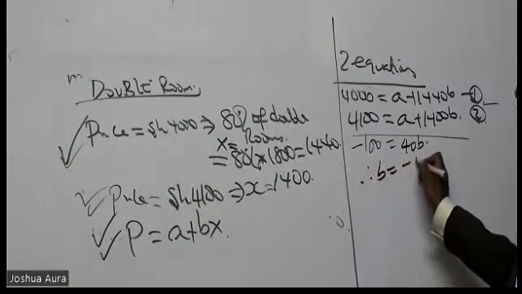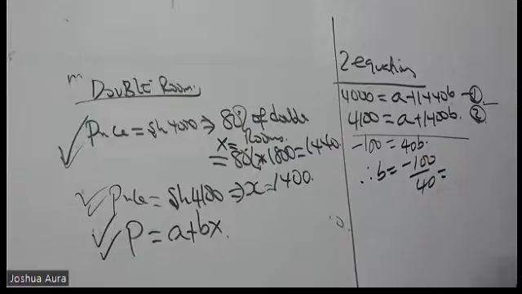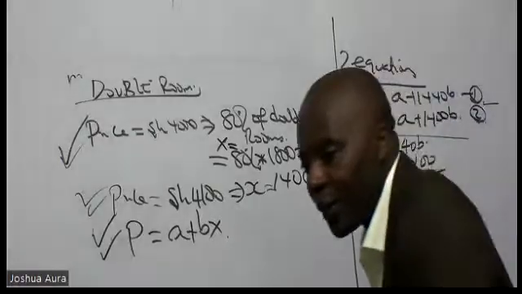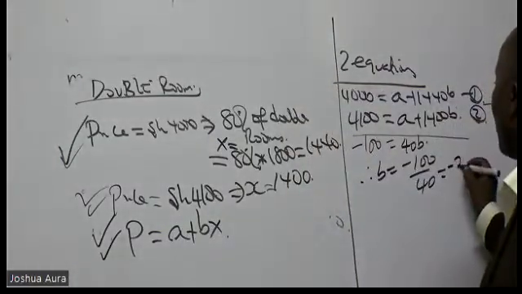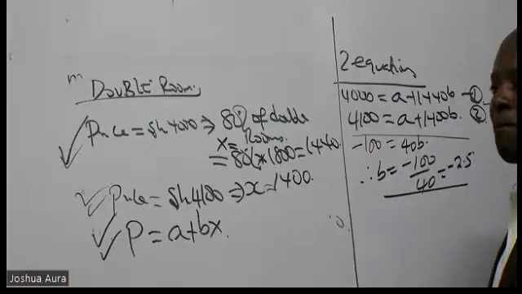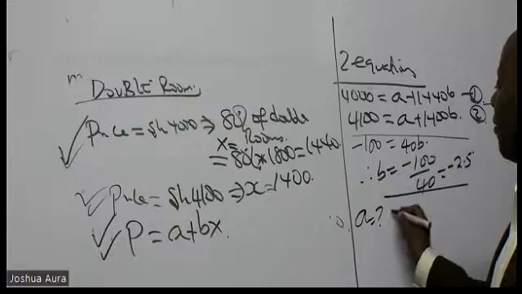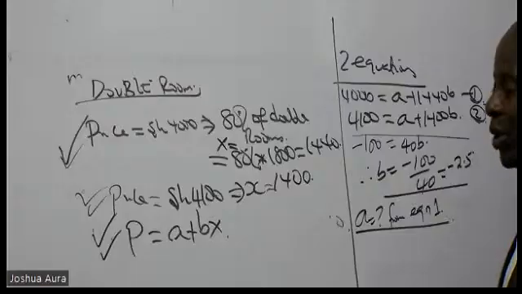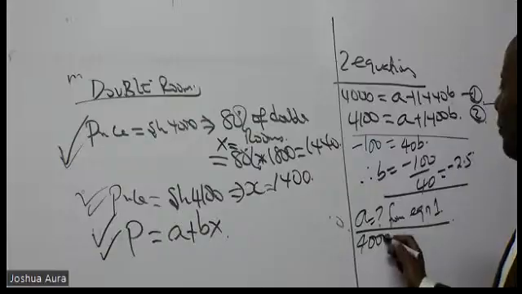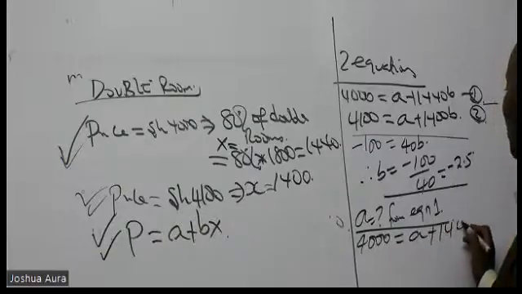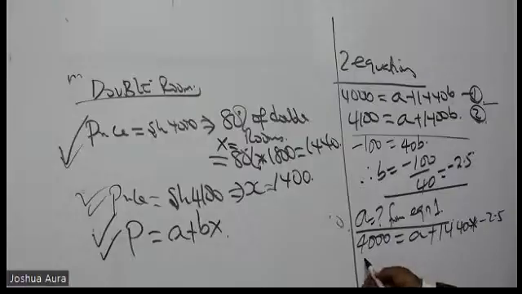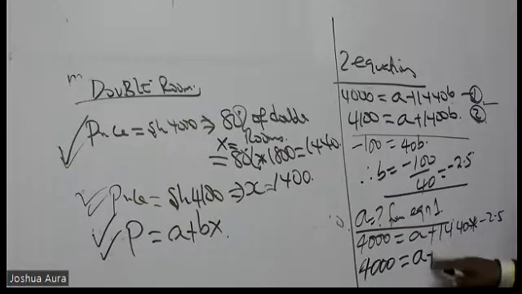Meaning that B will be minus 100 over 40, which gives me what figure? Minus 2.5. Thank you very much. So minus 2.5, that is the value of B. So then what is the value of A from equation 1? From equation 1, we have 4,000 equals A plus 1,440 B, and the B is minus 2.5, remember. So we have 4,000 equals A plus, what is this times this? It will be negative.